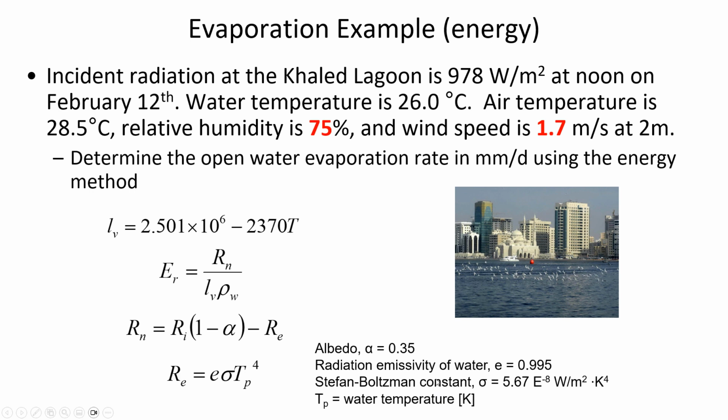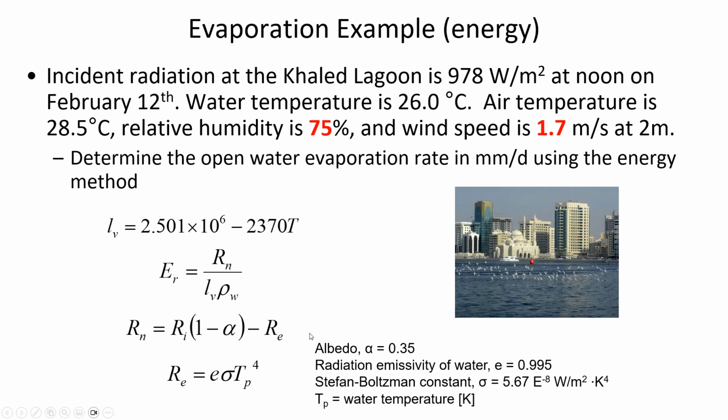So just to give you an idea of how this works together, let's say that we had a water source. The Khalid Lagoon is in the UAE, near where I used to live. If during a certain day the incoming radiation was 978 watts per meter squared at noon, then we'd want to know the water temperature to be able to estimate the emitted radiation. Later, for a related example, we're going to want to know the air temperature, humidity, and wind speed, although for this first example, we won't use any of those factors. We'll just use the radiation that's coming in.